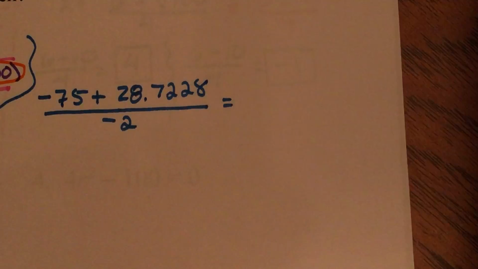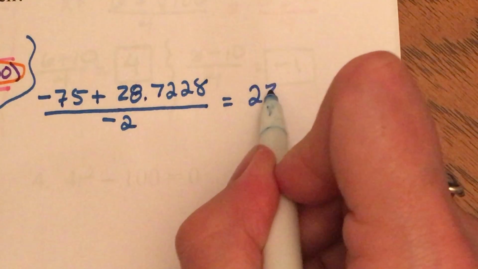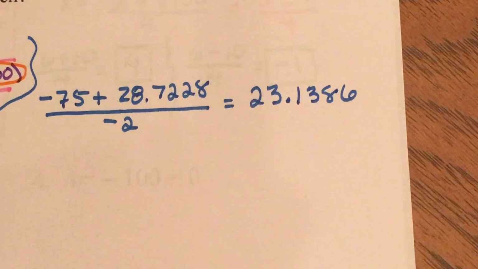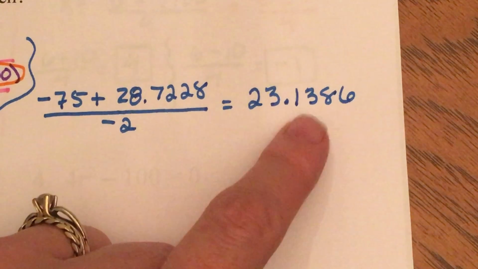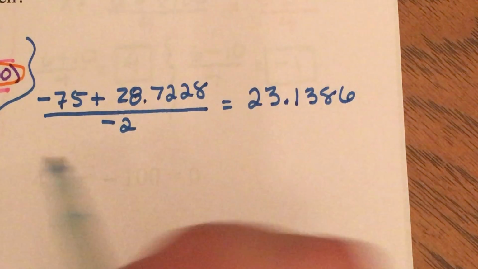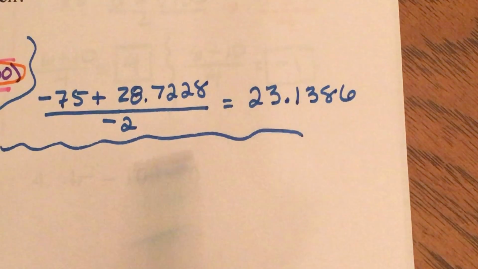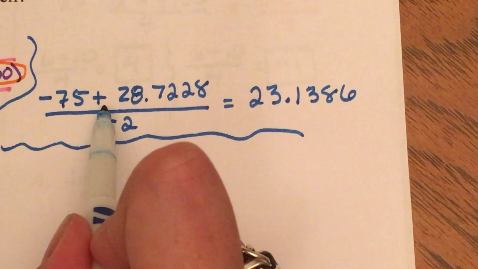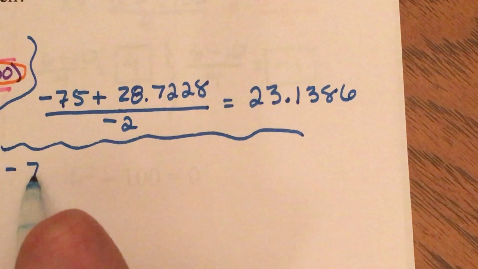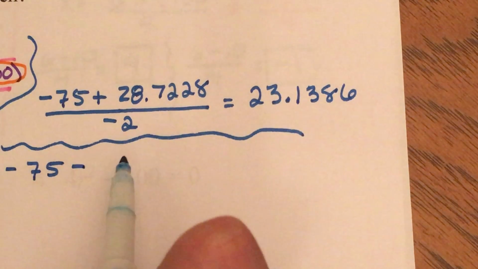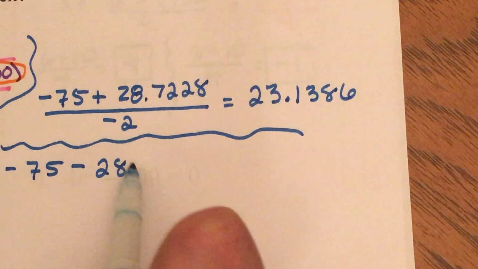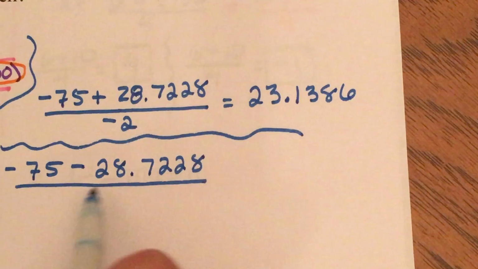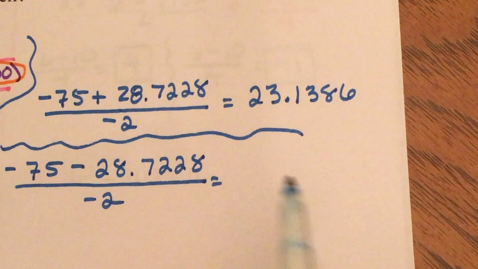Did you get a decimal answer of 23.1386? Good. We're going to talk about this number in a moment. So now let's do the minus. We did the plus. Let's do the minus. -75 minus 28.7228 all divided by -2.